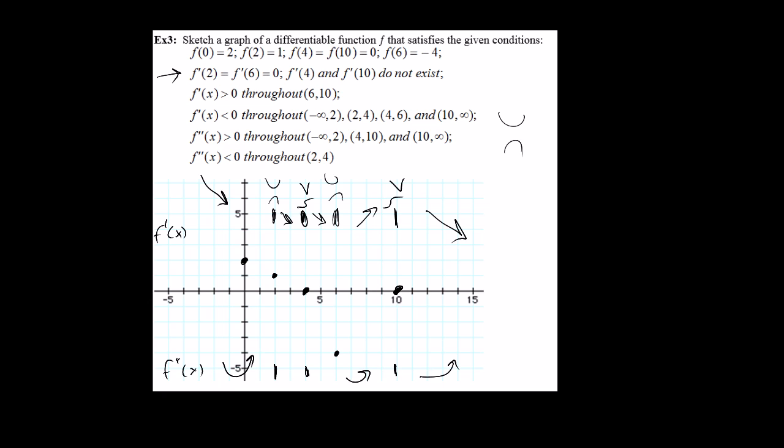Now, f double prime of x is less than 0, so that means we're concave down between 2 and 4. So given all of this information, we're going to put this graph together.